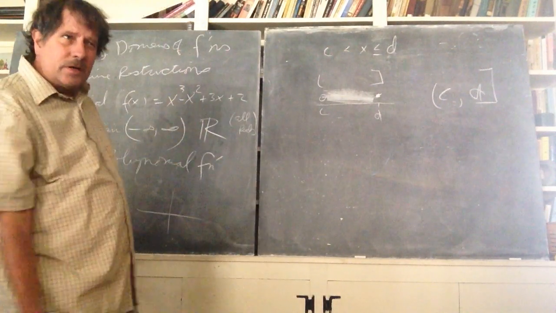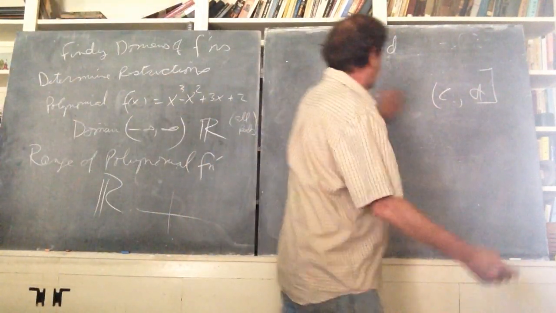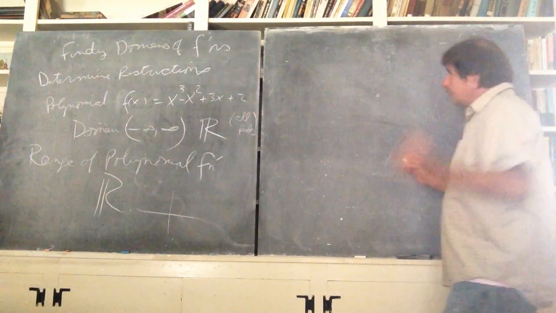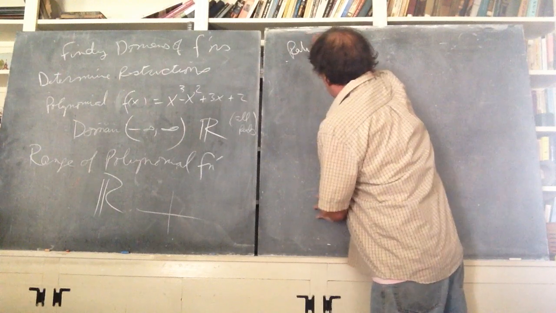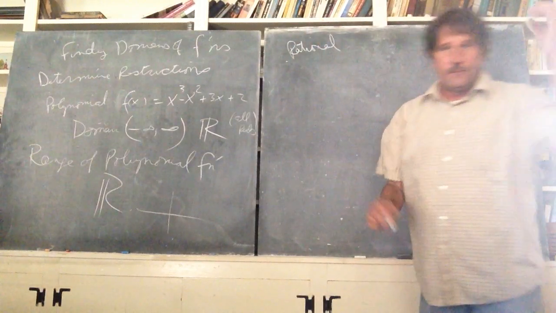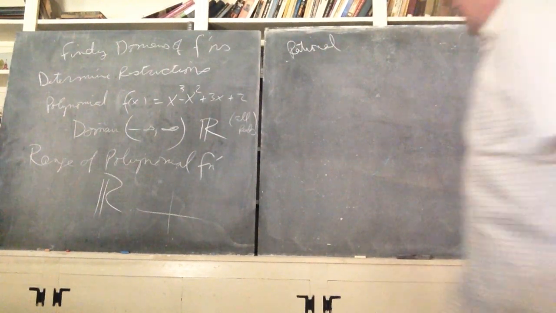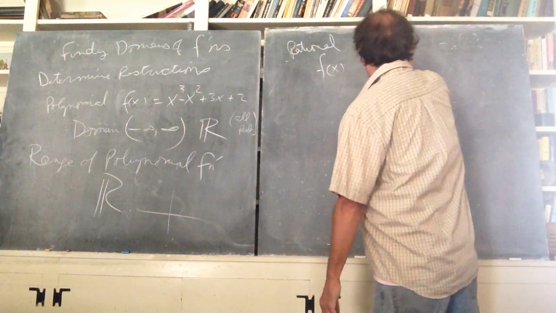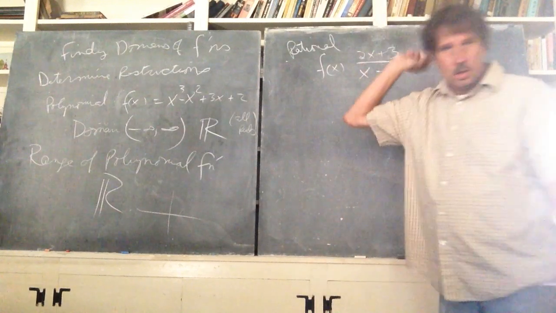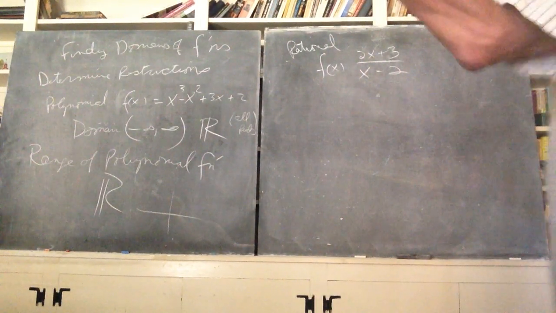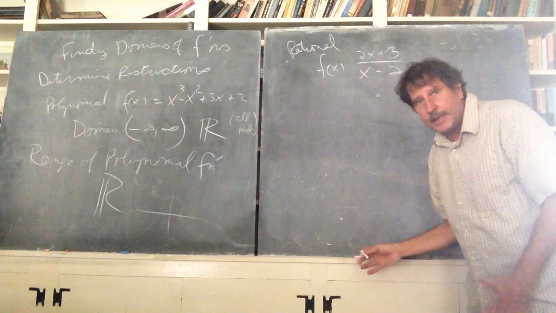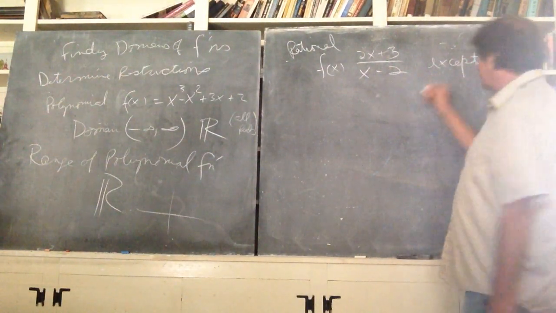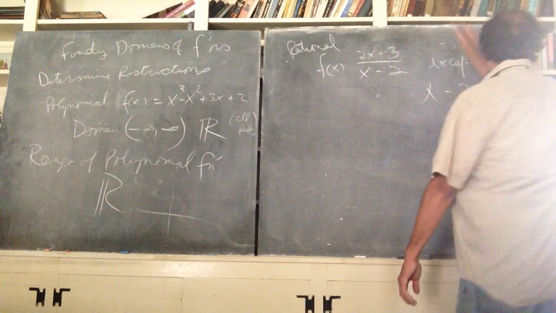So then you say, well, what are we doing then? What's this restriction stuff? Well, let's do this. Something called a rational function, which is a fraction, and x's are in the top and bottom. 2x plus 3, for example, over x minus 2. Everything's okay there. We can put any x at all in, except when the denominator is 0.